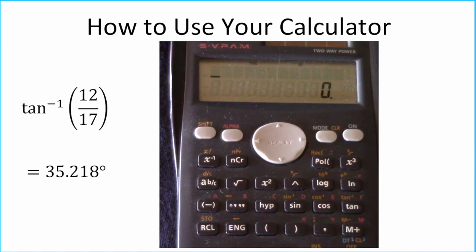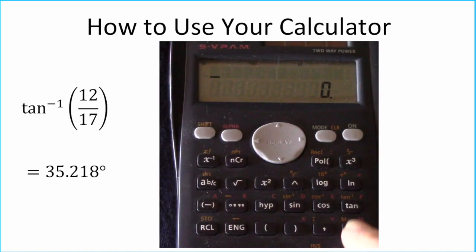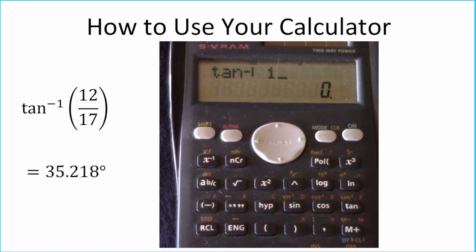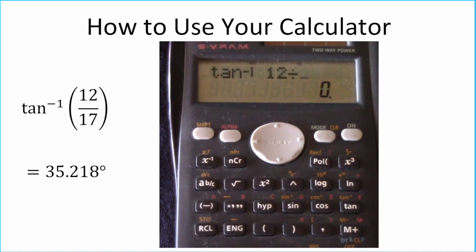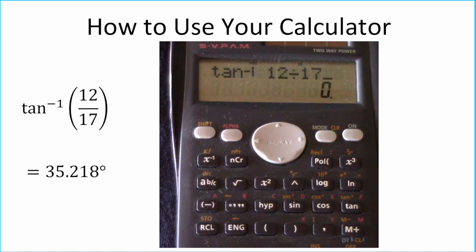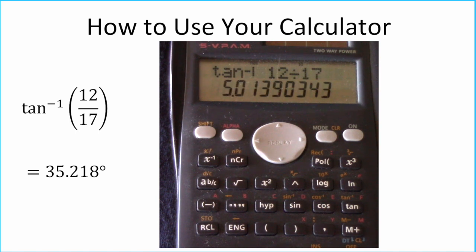All right, if you have a Casio calculator, there's actually a couple different ways you can get this problem wrong. So if I do just like I worked on the TI, I hit shift tangent, I go 12 divided by 17 and equals, I get 5. That's not the right answer. There's two ways you can fix this. The problem is the Casio did not put parentheses in for us.